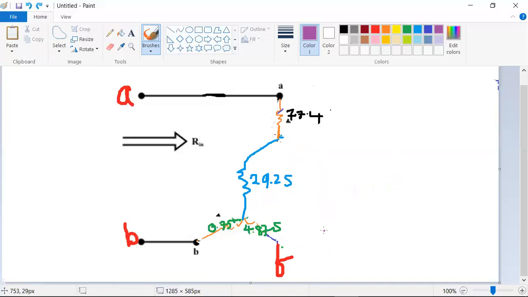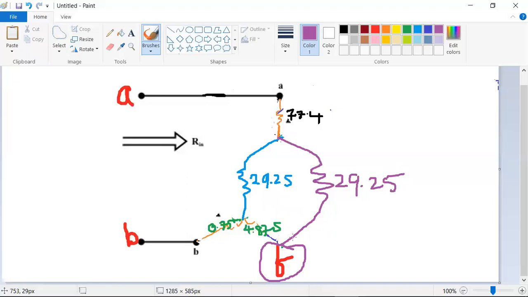Let me make it clear again. This 29.25 is in series with this, because F is only that point, made by removing this F point. Let me remove this F point. This 29.25 and 4.875 are in series. Let me add these: 29.25 plus 4.875. Then that will be 34.125.